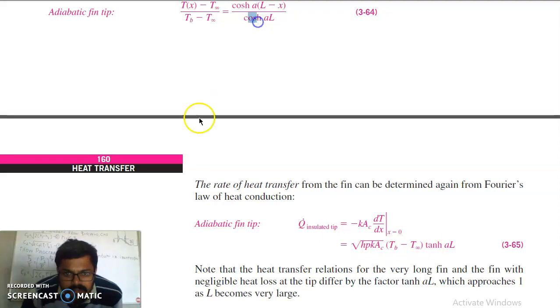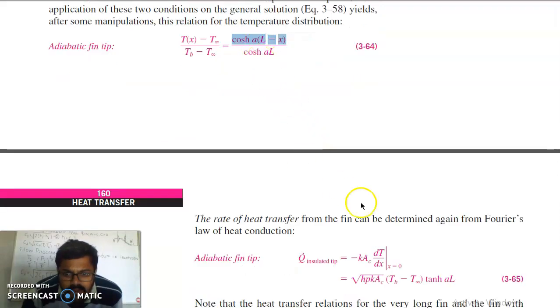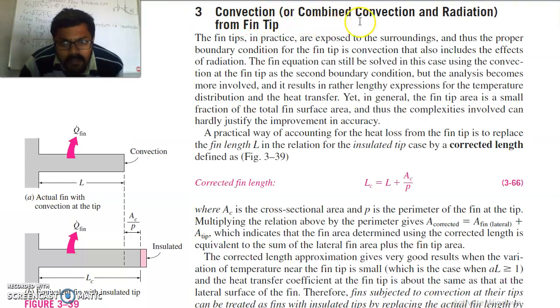This term A is constant, so you have to take the derivative of this, which will become sinh. So when you get sinh divided by cosh, you will get tanh mL. You can solve this.